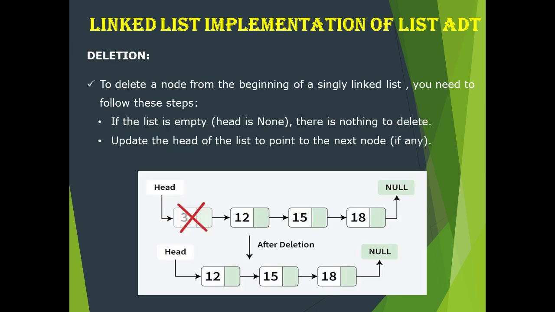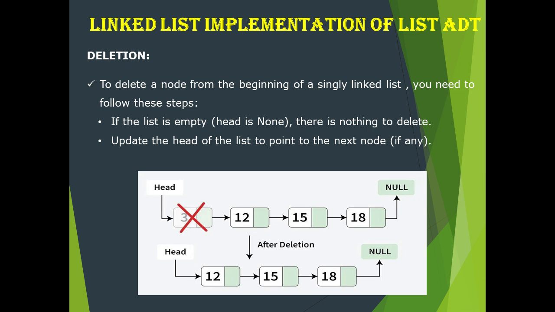In order to delete a node from the beginning of the singly linked list, we have to perform the following steps. If the list is empty, we cannot perform any deletion. Update the head of the list to point to the next node. So consider this example. The example consists of 4 nodes. The first node contains the data 3, the second node contains the data 12, the third node contains the data 15, and the last node contains the data 18. So we are going to delete the first element present in the list.